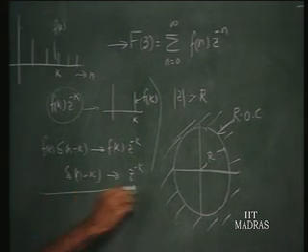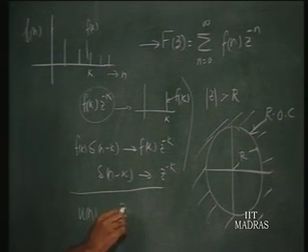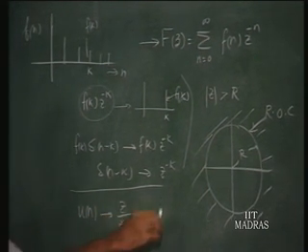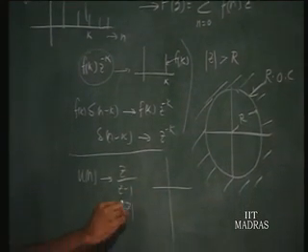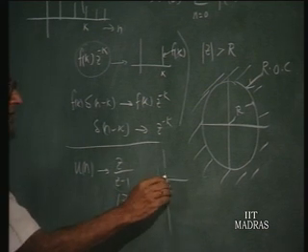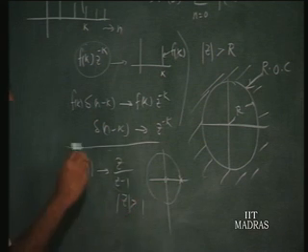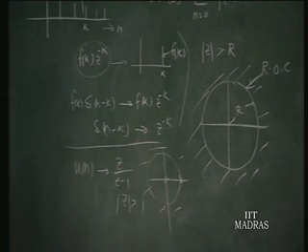We have seen that in a few special cases, for example u(n) has the Z transform z upon z minus 1, and the region of convergence for this is |z| greater than 1. If you see the Z transform of u(n), it has a 0 at the origin and a pole at 1. So the region of convergence is outside this pole. So it turns out that the region of convergence is the region outside a circle. That circle must include all the poles of the particular Z transform.